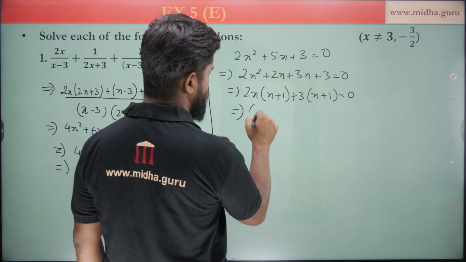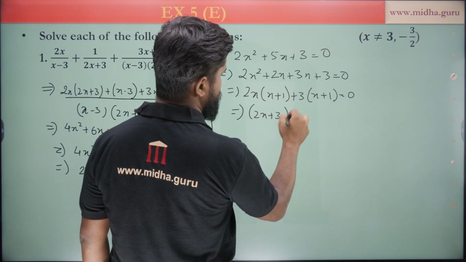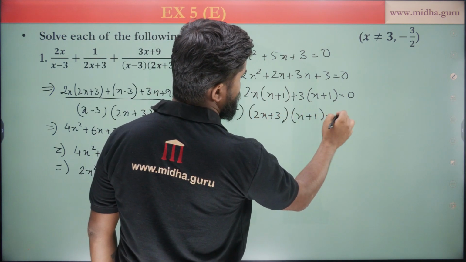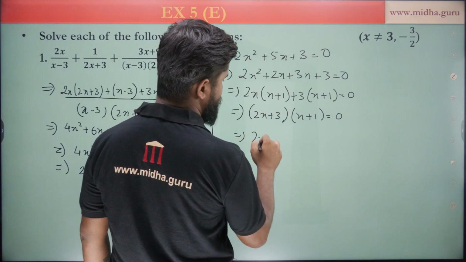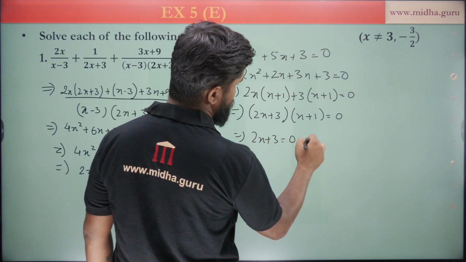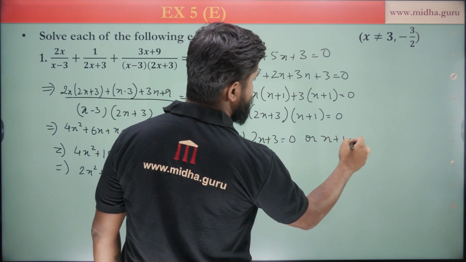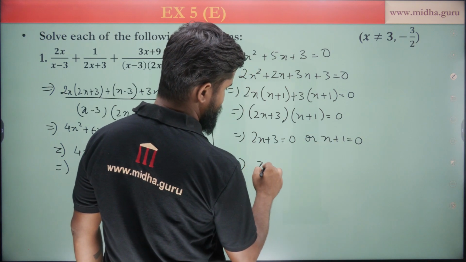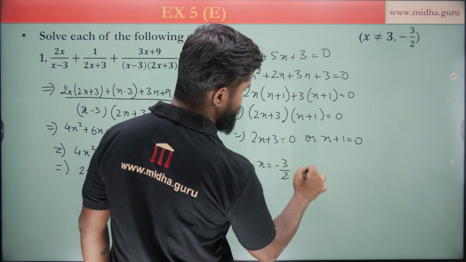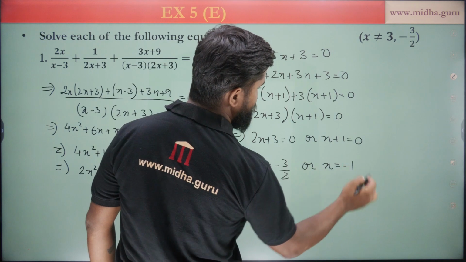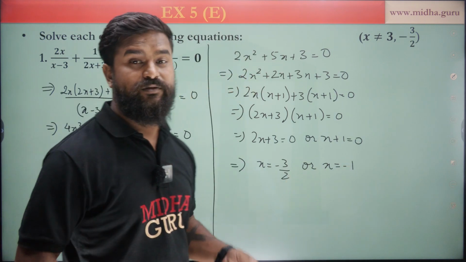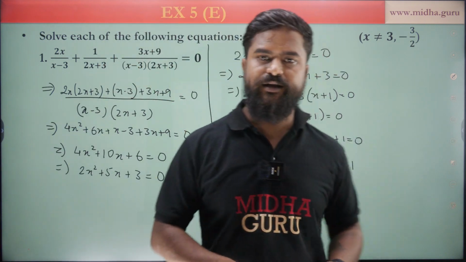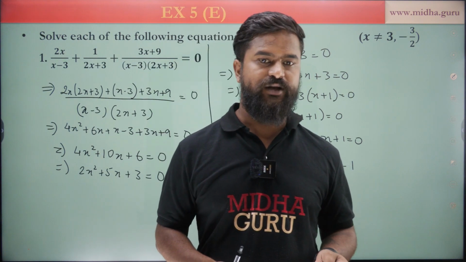Then we have (2x + 3)(x + 1) is equal to 0, which means 2x + 3 is equal to 0 or x + 1 is equal to 0. It means x is equal to −3/2 or x is equal to −1. So these are the solutions for the given quadratic equation. Let's move on to the next problem.